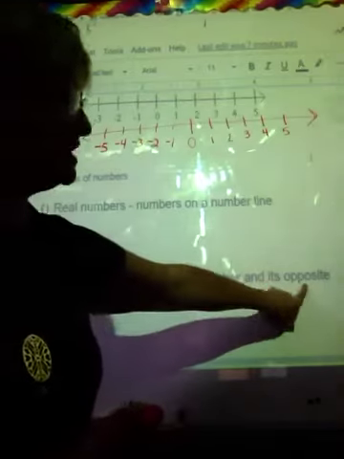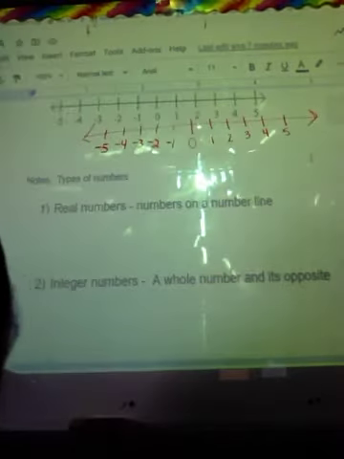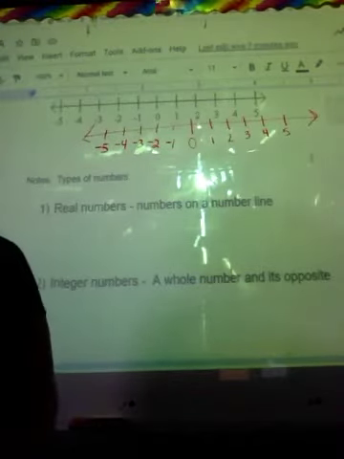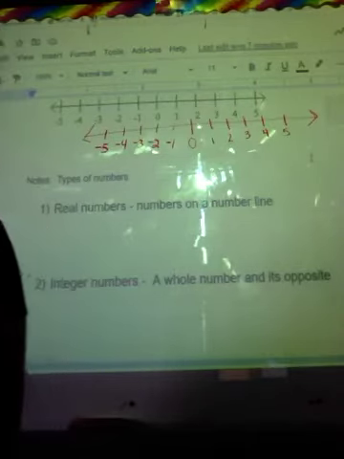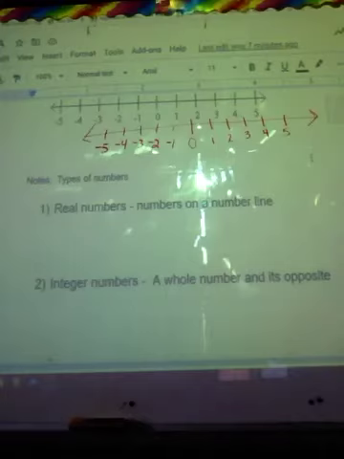Now, we got this word opposite here. I'm going to scroll down. We'll get that in here in our notes. But I think you probably know what opposites are. All right, number 3.